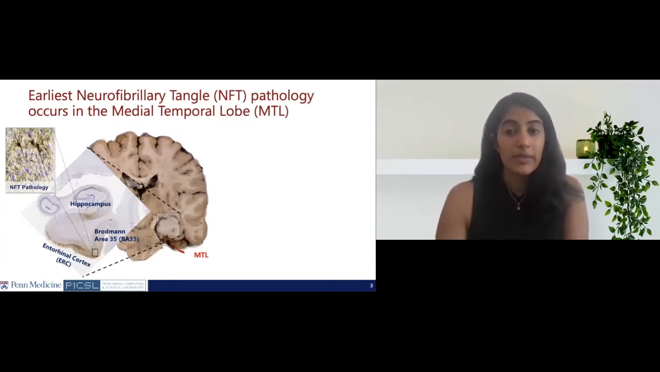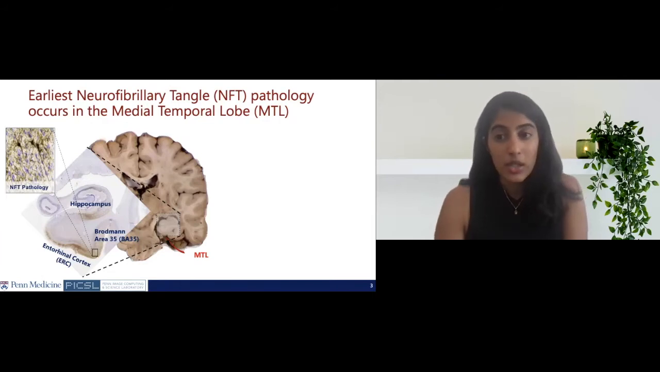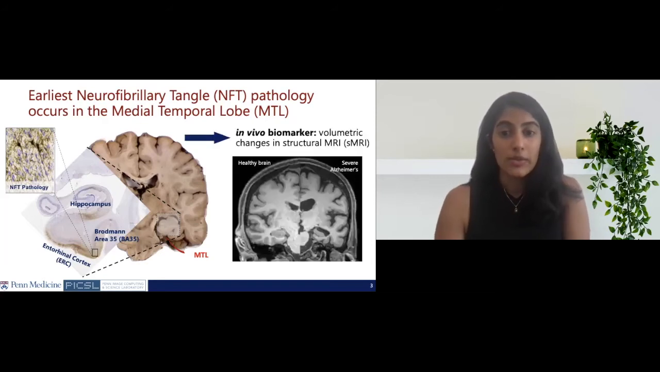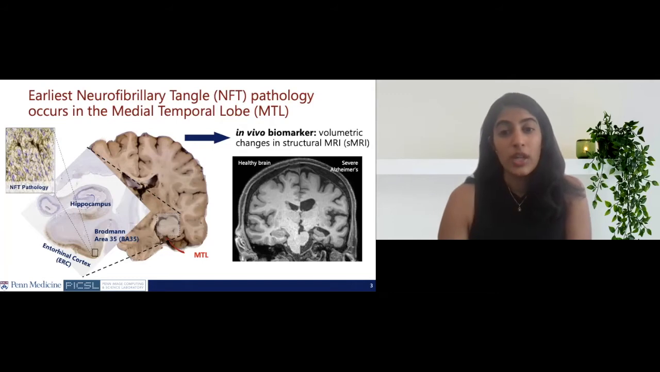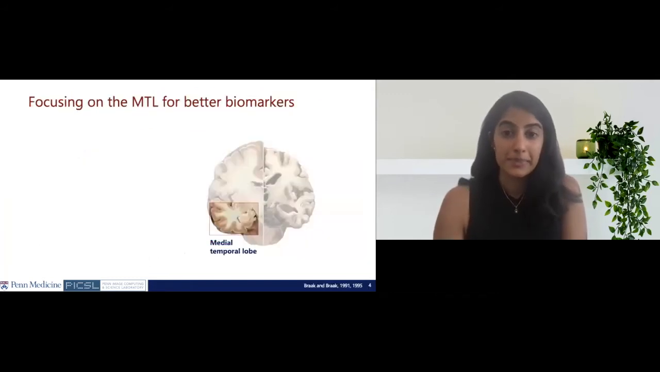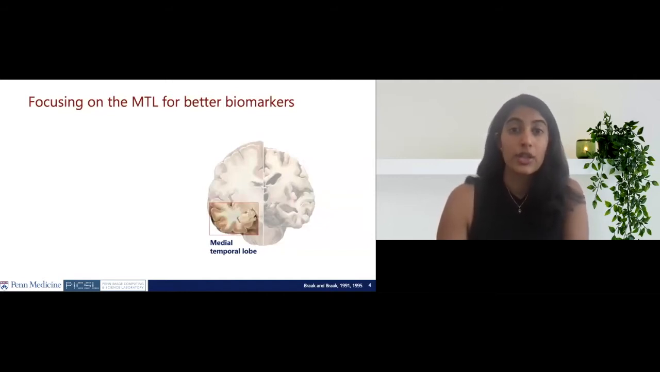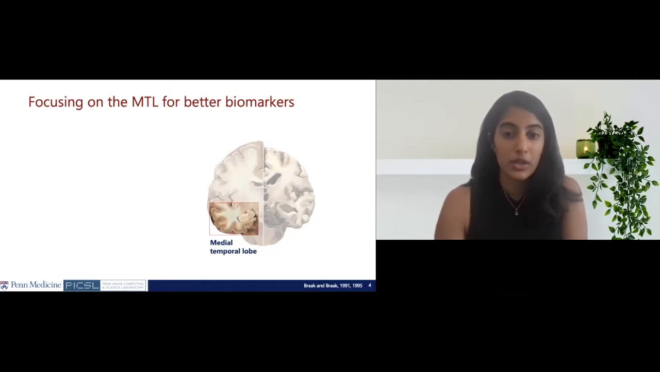However, the earliest manifestations of tau or NFT pathology are seen around Brodmann area 35 and the lateral end of the entorhinal cortex. This accumulation of tau pathology is associated with volumetric changes, which can be measured using in vivo structural MRI using image analysis techniques, and measures of the structural changes are useful biomarkers for AD. The sensitivity of biomarkers can be improved by obtaining structural measurements from the medial temporal lobe, since it's the earliest region affected by NFT pathology.